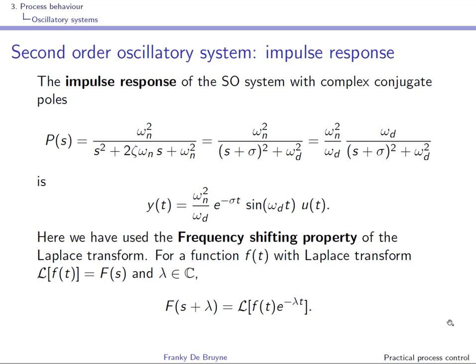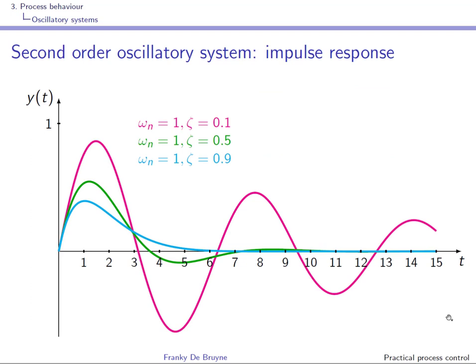We had already computed the impulse response of this second order oscillatory system, right? And we had rewritten the transfer function as follows, and you can see here that the impulse response is a sine at the frequency omega d, so the damped frequency that is damped by this exponential. And to find this, as I've said before, you need to use this property of translation in frequency, or this frequency shifting property, and here it is. So here you can see the impulse response of that type of system.